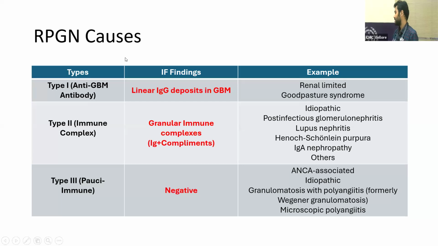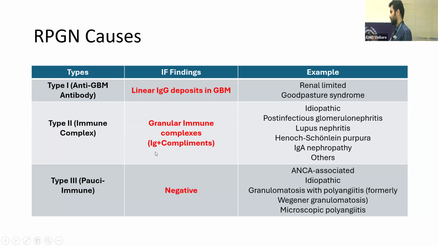So how will you classify this RPGN? It is all based on the immunofluorescence finding. There are actually 5 types in total, and these 3 are the most common types. Type 1 is anti-GBM disease, based on its IF finding of linear IgG deposition in the glomerular basement membrane. Type 2 is immune complex mediated.